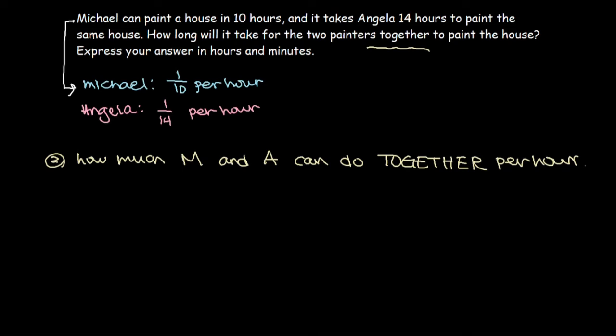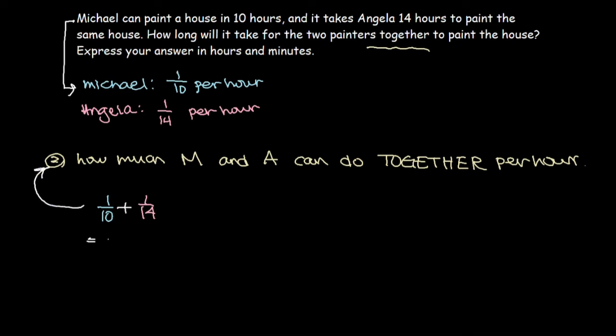Simply, you just have to add 1/10 plus 1/14. There's really nothing special that you need to do here. You just have to add how much work Michael can do per hour and how much work Angela can do per hour. And this is going to give you how much they can do together per hour.